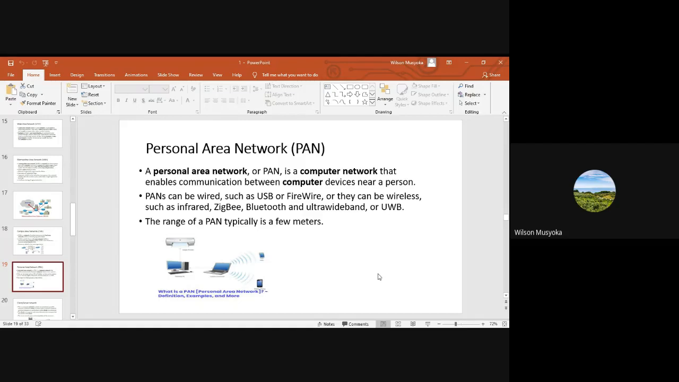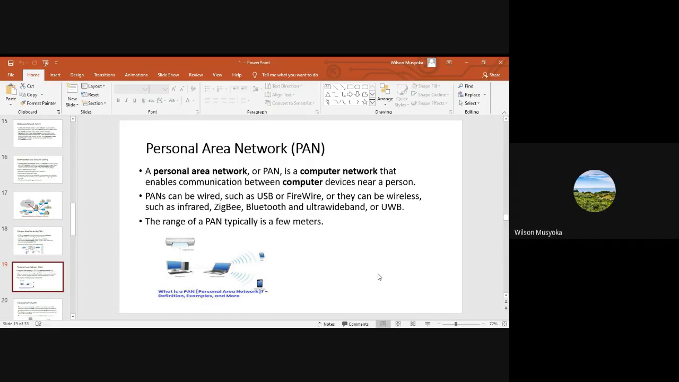Then we have the personal area network, or the PAN, and this one is a network that enables communication between computer devices near a person. Now, the main attribute here of a personal area network is that it doesn't go beyond a few meters, 2 to 3 meters, depending on how powerful your gadget is. Then 2 to 3 meters is what will create a personal area network.